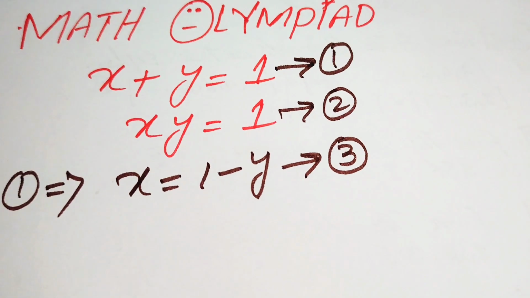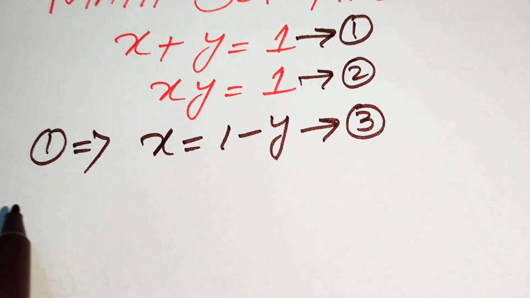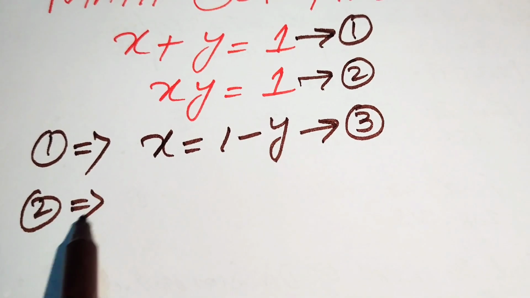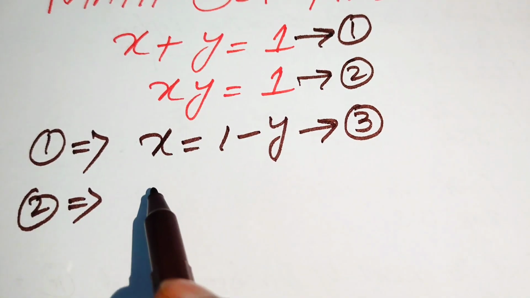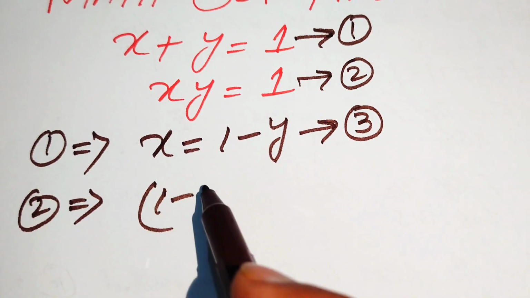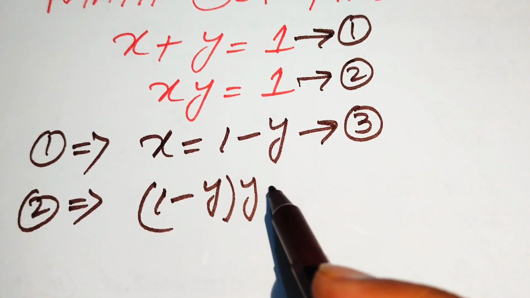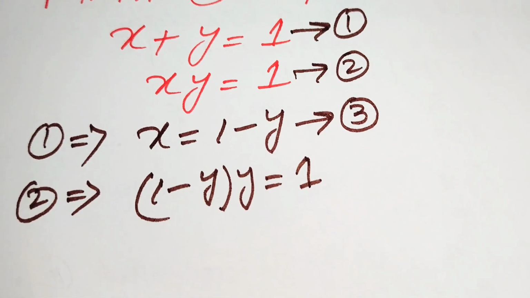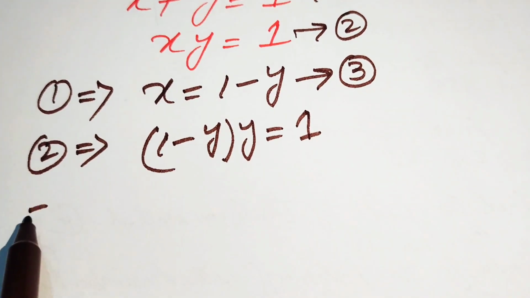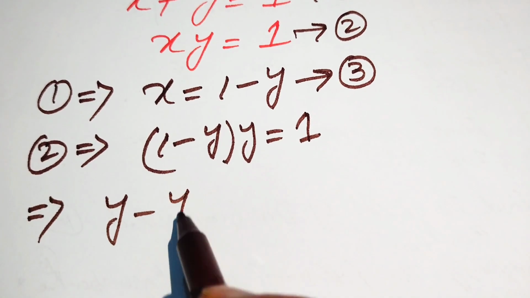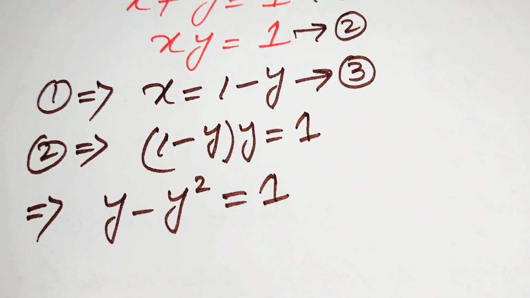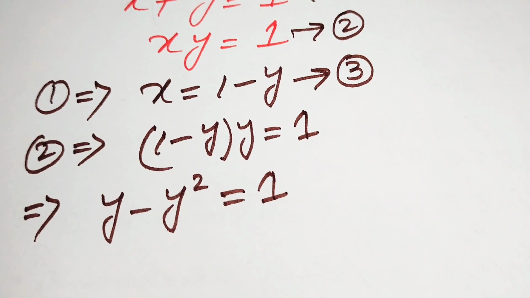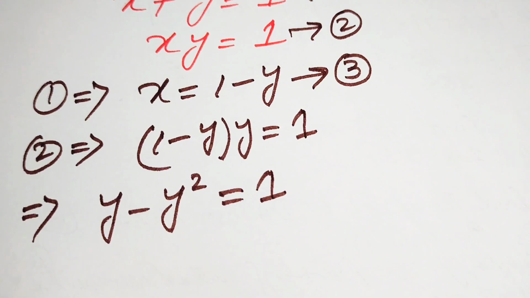So our equation number 2 is xy equals 1, and we substitute the value of this x here. Because our x is 1 minus y, into y equals 1. Now we multiply this y on both of these terms, and it will be written as y minus y squared equals 1. Here we see that this is a quadratic equation but not in standard form.